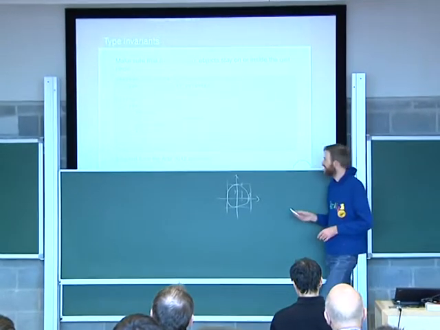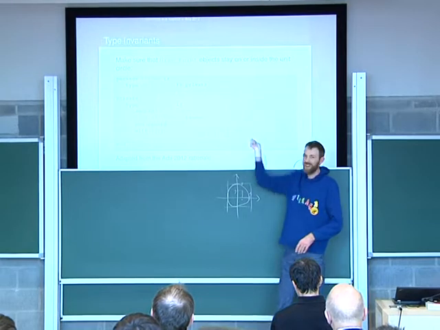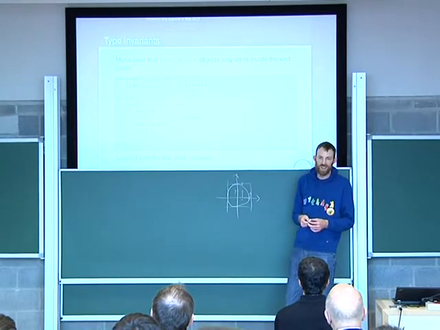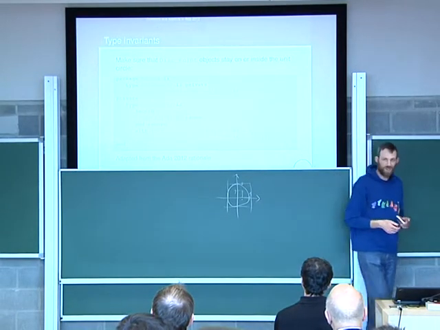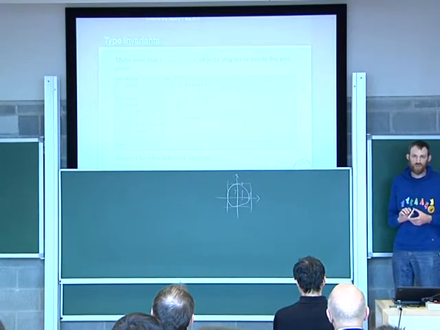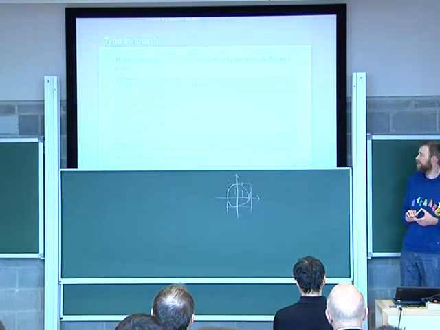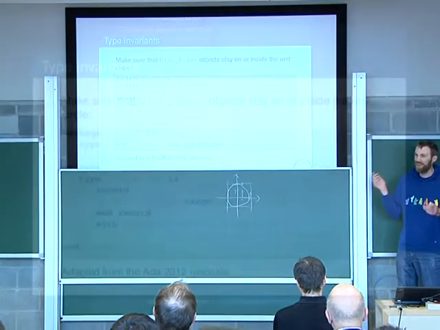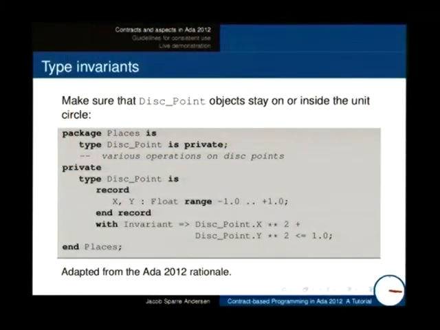Of course, there could be any kind of condition here. But the point is that this is something that the compiler now is obliged to ensure for objects of type this point type, that it always has to be true.